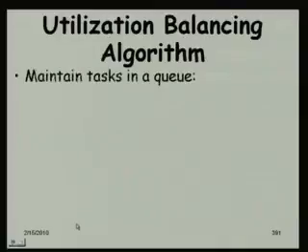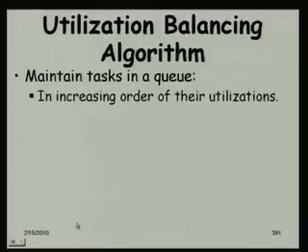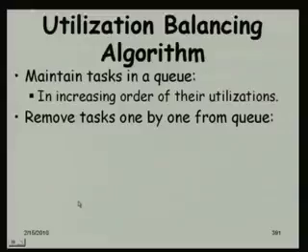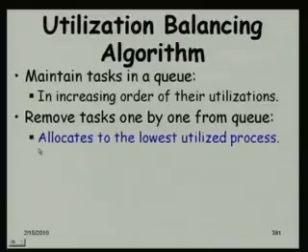In the utilization balancing algorithm, we had seen that we need to maintain a task queue which has the tasks in increasing order of their utilization, remove the tasks one by one from the queue and allocate each to the lowest utilized processor. Each time you take a task out of the queue, examine all the processors, find the one which has the lowest utilization and just allocate it to that. Simple algorithm.